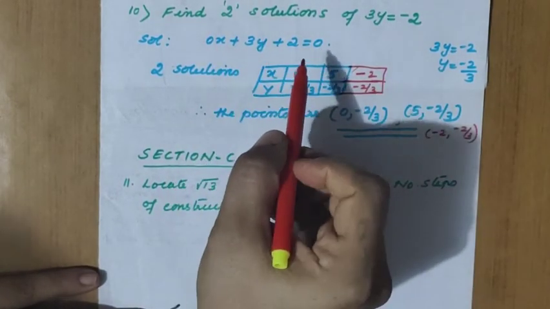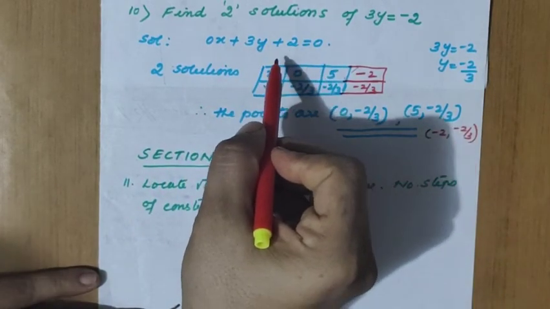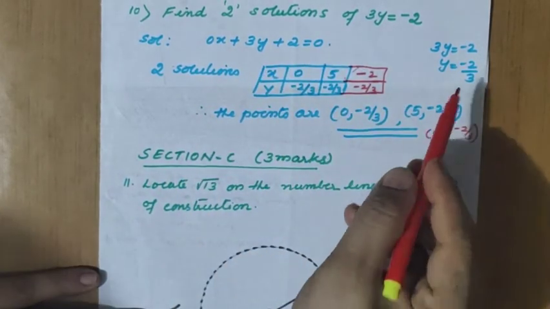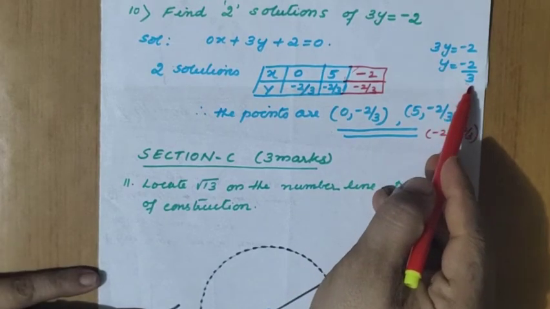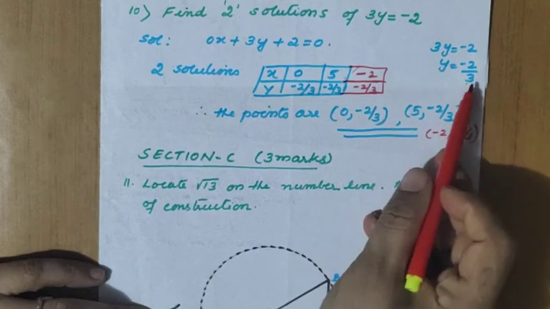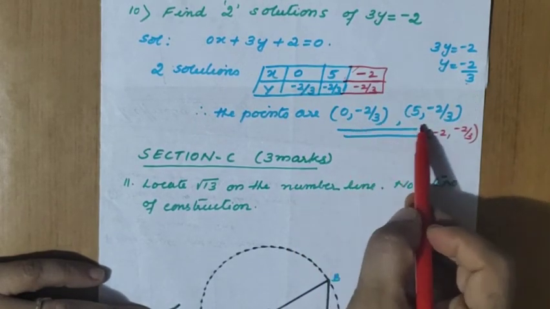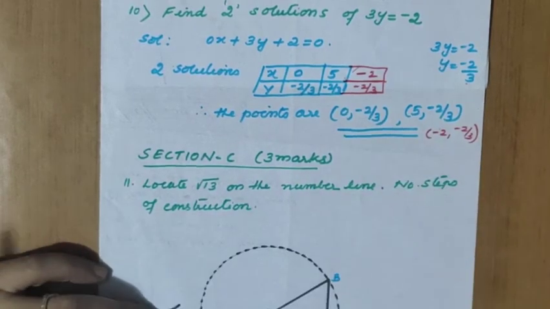What is the first step? The first step is that it is to be written as a linear equation in two variables. If it is a linear equation in one variable, we have only one solution. So for getting the two solutions, we should keep y as minus 2 by 3 and x can take any value. Finally, we should write in ordered pair form.